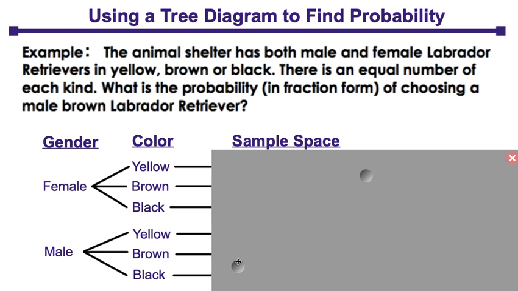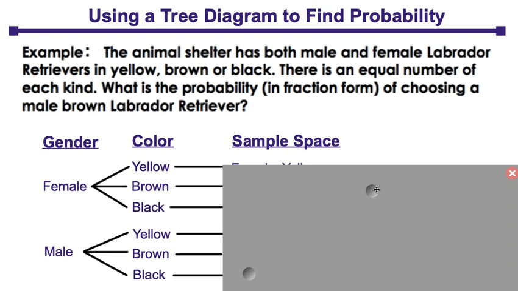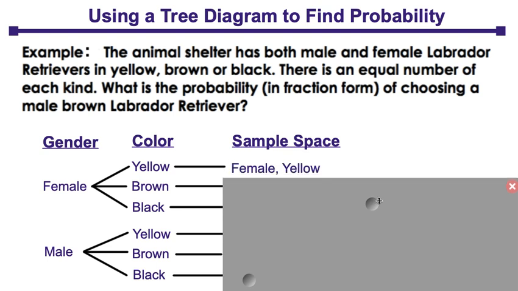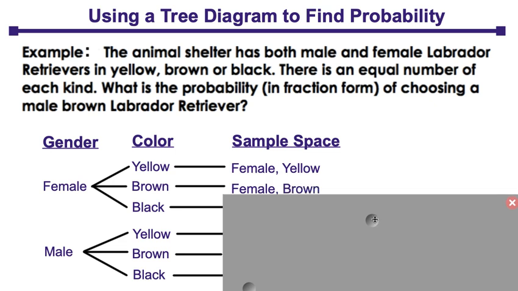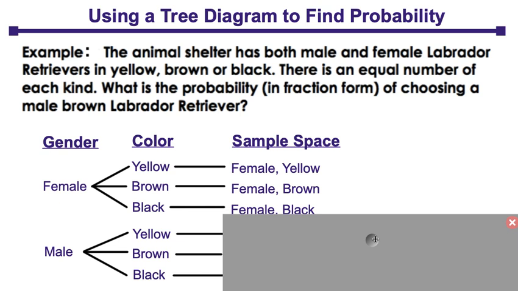So, first option, if we choose the female Labrador Retriever in yellow, that means we've chosen female yellow. But we could also select a different color, maybe brown. Or maybe we'd like to choose black. So there are our 3 choices so far.